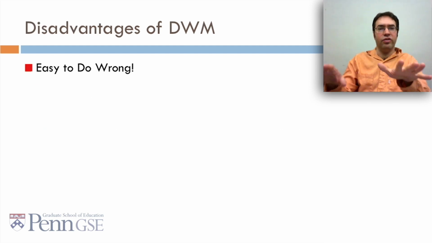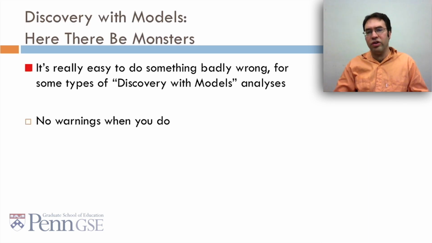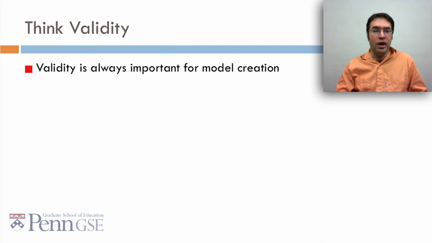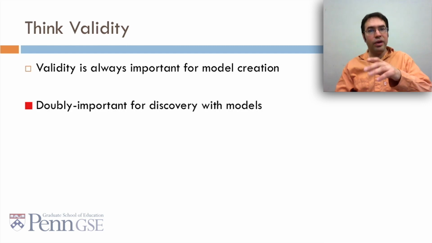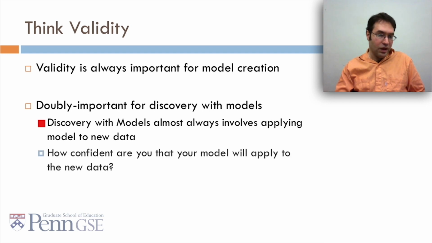Now, for all the advantages of discovery of models, and I think they're huge, there's one big disadvantage. It's really easy to do something badly wrong for some types of discovery of models analyses, and there's no warnings when you do. So think validity. Validity is always important for model creation, and it's doubly important for discovery of models. Discovery with models almost always involves applying the model to new data. And how confident are you that your model will apply to the new data?